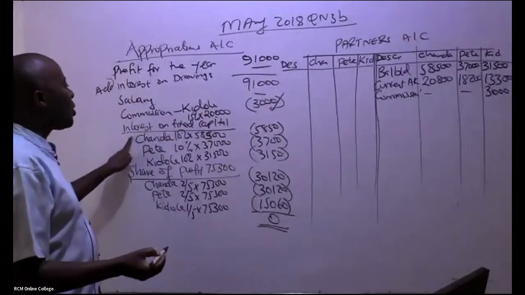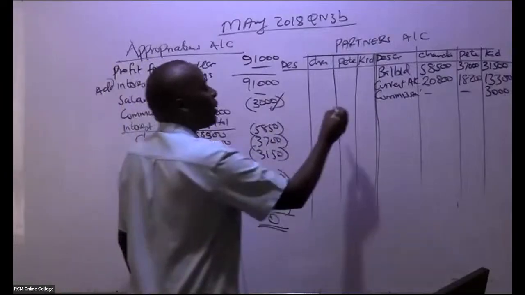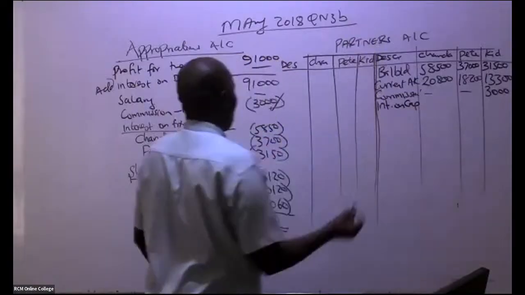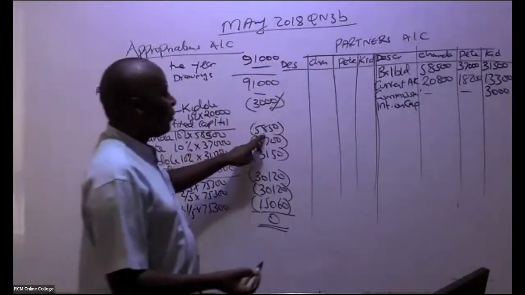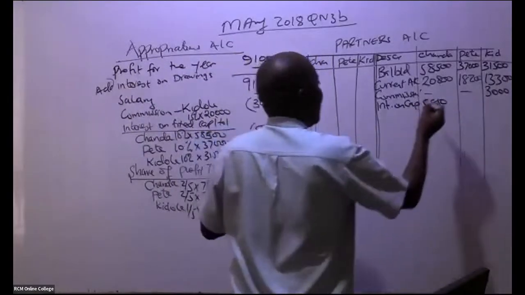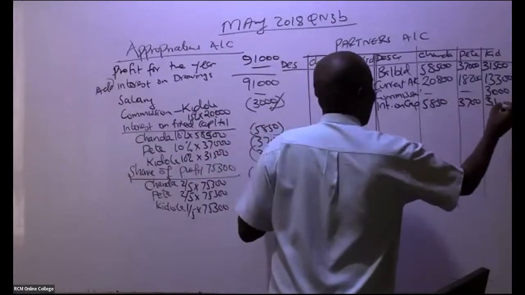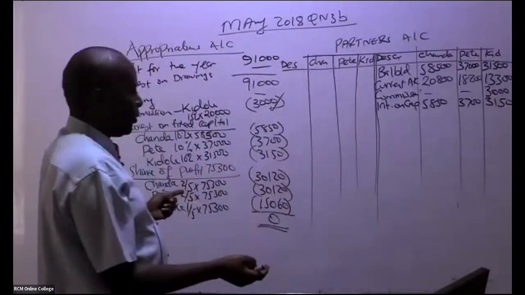They also got interest on fixed capital. So we have here interest on capital, interest on cap, and each one of them got. So we have here 5850, 5850, 5850. We have 3700, 3700. We have here 3150. Don't put brackets. Of course, these were for purpose of subtraction.